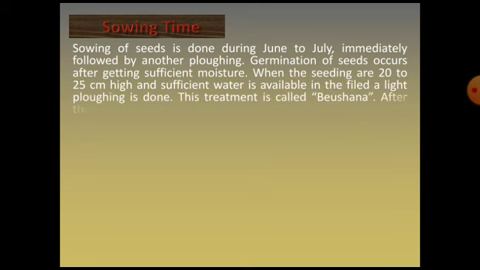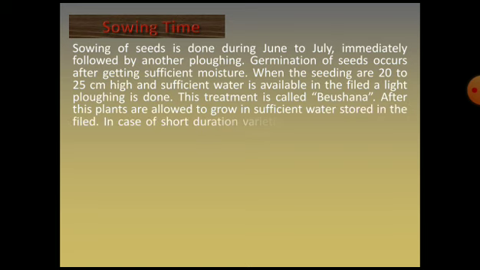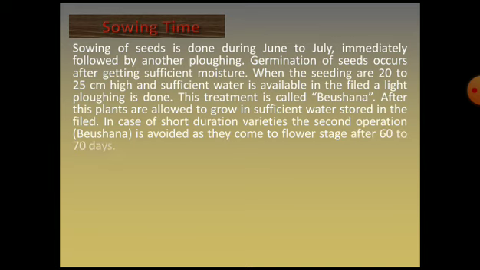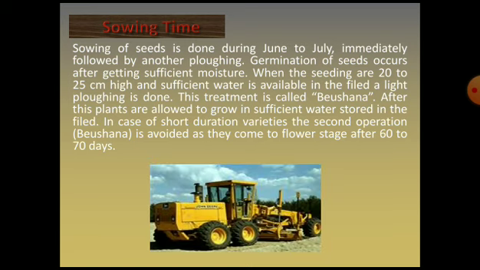When the seeds are 20 to 25 centimeters high and sufficient water is available in the field, a light ploughing is done. The treatment is called Bheushana. After this, plants are allowed to grow in sufficient water stored in the field. In the case of short duration varieties, the second operation of Bheushana is avoided as they come to flower stage after 60 to 70 days.